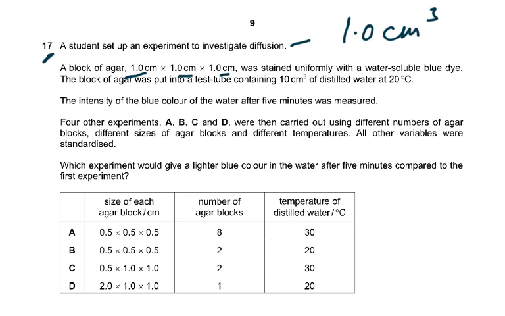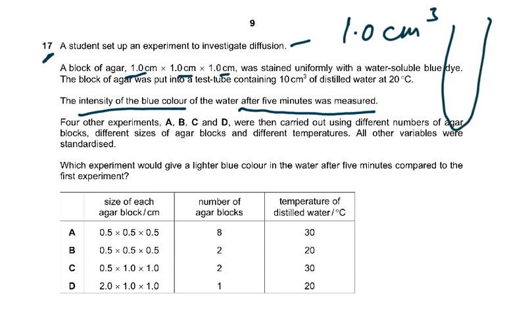The block of agar was put into a test tube containing 10 cm cubed of distilled water at 20 degrees Celsius. So some sort of blue color diffused out. The intensity of the blue color of the water after 5 minutes was measured. So you have a test tube in which you have put a cube colored with a blue dye, and you wait for the blue dye to diffuse out, and then the intensity of the blue color after 5 minutes was measured. So how dark or how light was this blue color?